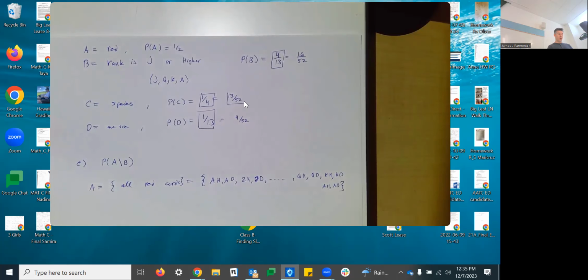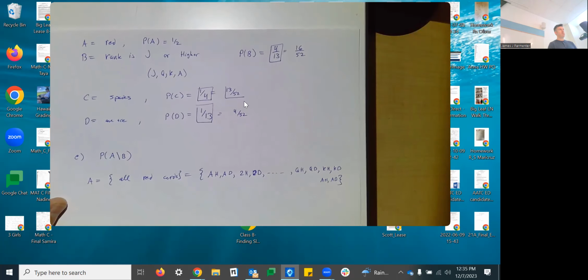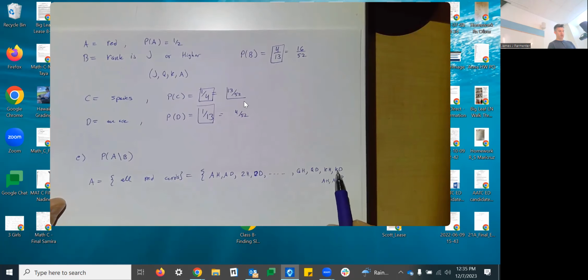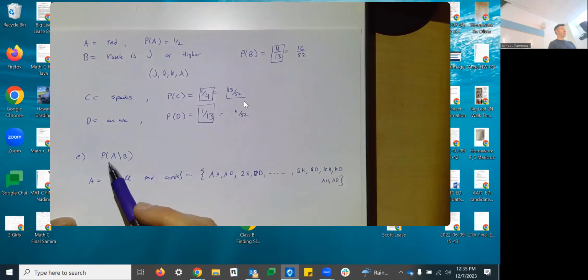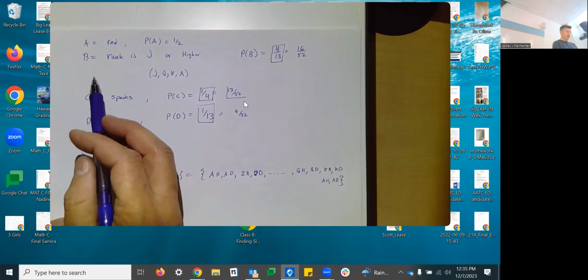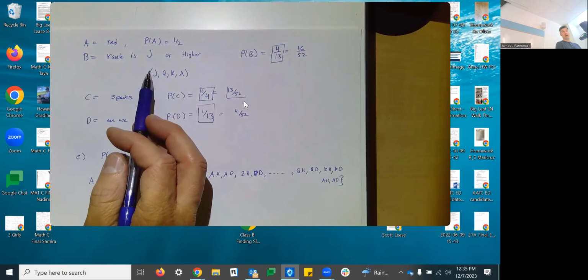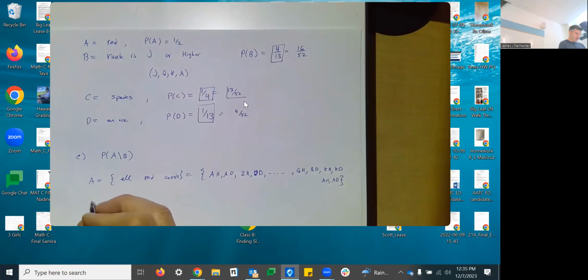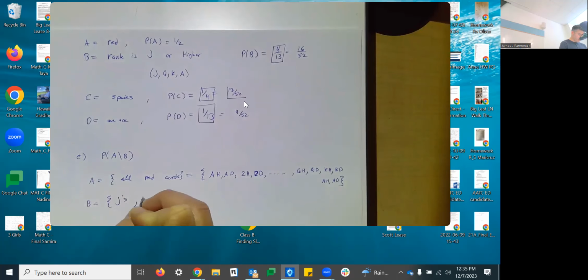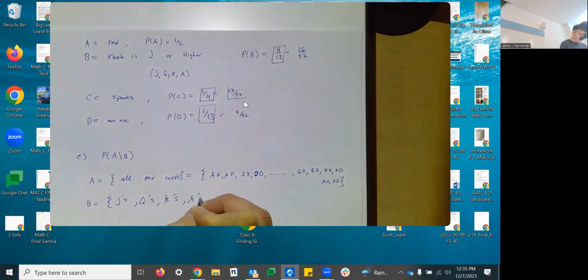How many of those cards are also in B? And I didn't list them all. Well, the aces, the kings, the queens, and the jacks I didn't write. So 2, 4, 6, 8 of these cards are in the set B, because B is the set of all cards whose rank is Jack or higher. So B is all 4 jacks, all 4 queens, all 4 kings, all 4 aces.